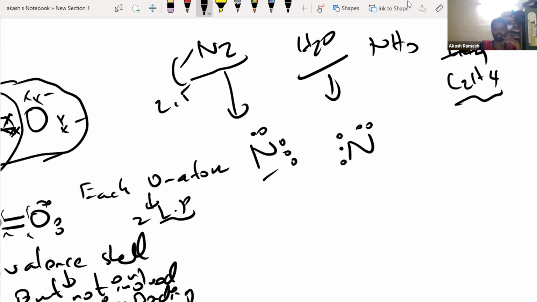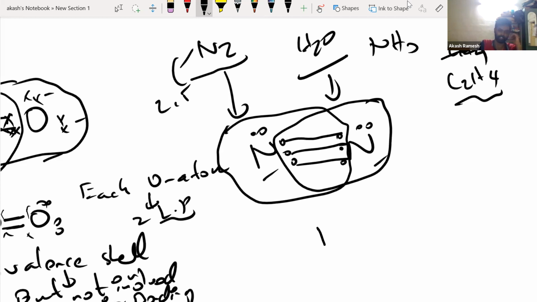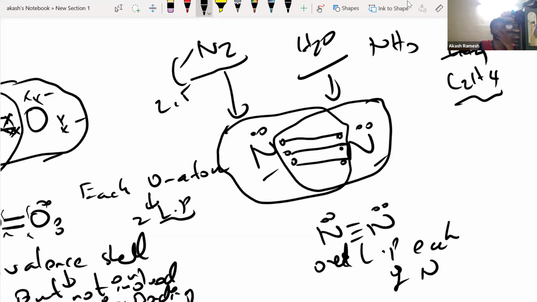Now both the nitrogens require 3 more electrons to satisfy their octet. So what will happen? This nitrogen will take up these 3 electrons and the other nitrogen will take up these 3 electrons. Now there are 3 pairs of electrons. So this is how we write the structure along with the lone pair. There is 1 lone pair on each of the nitrogens, because the 2 electrons are not involved in bonding.